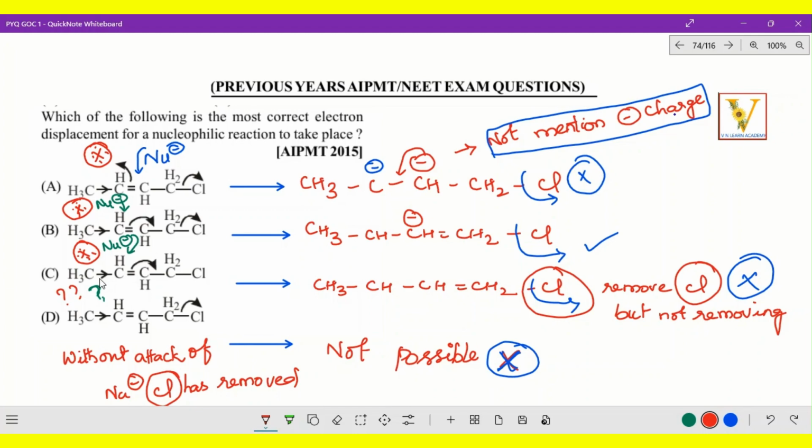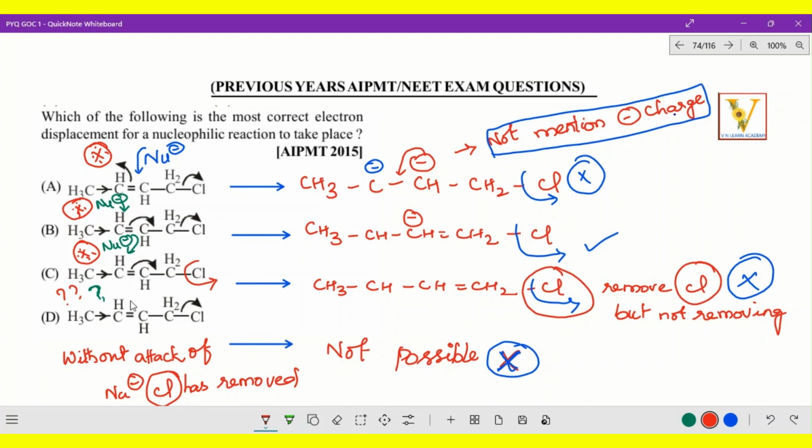And the third option, CH3 CH double bond CH CH2Cl, and when the electrons are transferring, that is displacing. So the displacement is there, but they did not mention that Cl is going away. It has to be mentioned, but here Cl has to be removed. They didn't even mention it. Why? Because the adjacent orbital, that Cl will be removed. But here they did not mention it.